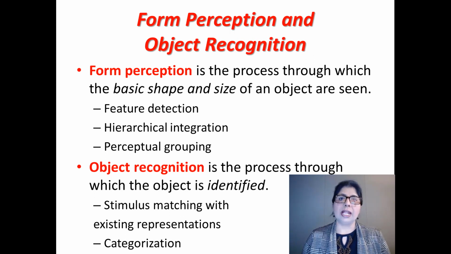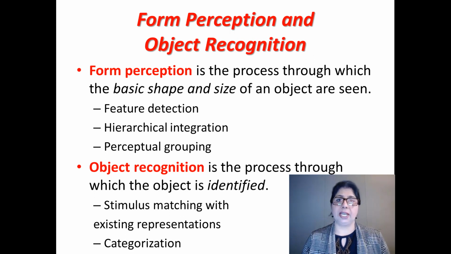And we also know that feature detection is the first step in form perception. So an object actually gets broken down into its component features, and different cells, different neurons, process different aspects of those features: orientation, color, and so on. It seems then that we have to integrate all of those features back and build up the object. And we know that perceptual grouping principles play a significant role in that.